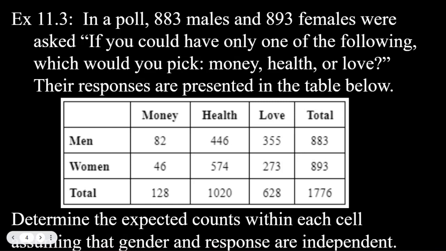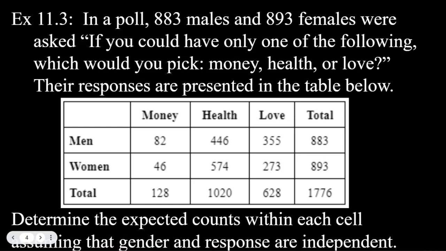Example 11.3. In a poll, 883 males and 893 females were asked, if you could have only one of the following, which would you pick? Money, health, or love? Their responses are presented in the table below. You can see the totals listed, but really the columns are money, health, and love, and the rows are men and women.